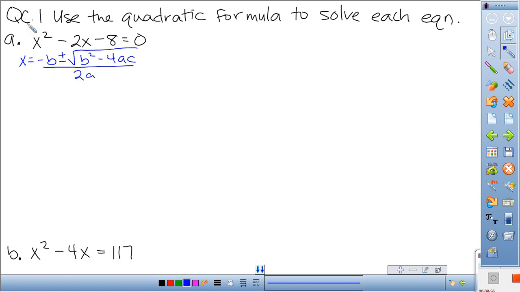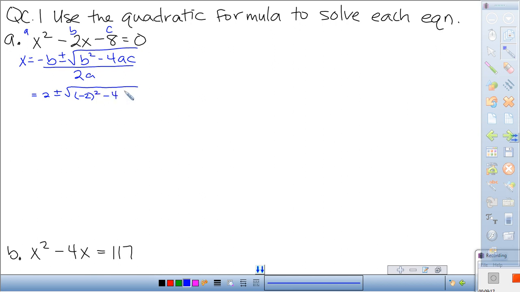And then we just need to substitute our numbers. So remember, a is in front of your x squared term, b is always the coefficient of your x term, and c is always your constant. So I have x equals the opposite of b. b is negative 2, so positive 2, plus or minus the square root of b squared. b is negative 2. Remember, every time you substitute, it goes in parentheses. Negative 2 squared minus 4 times a, which is 1, times c, which is negative 8.